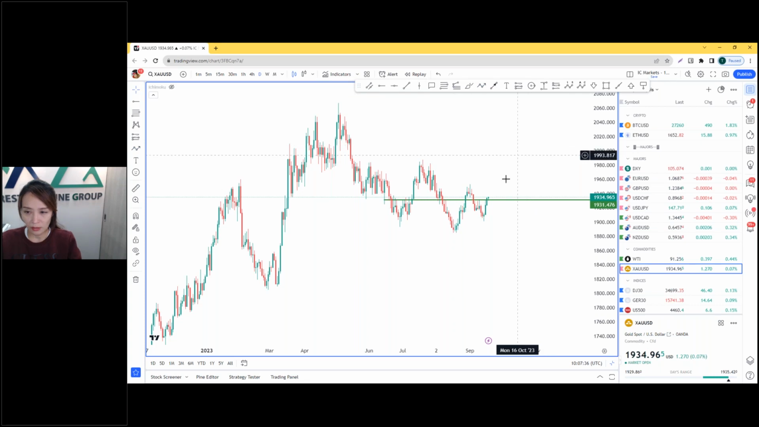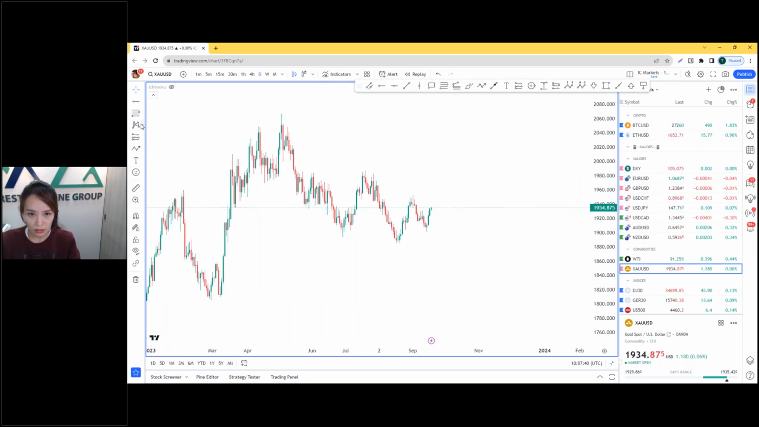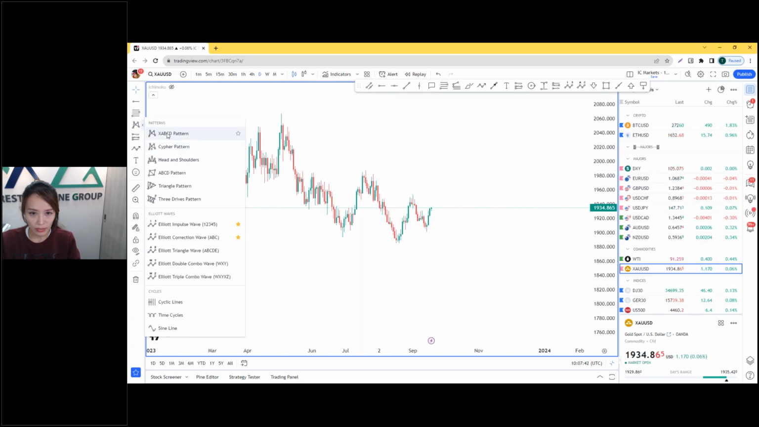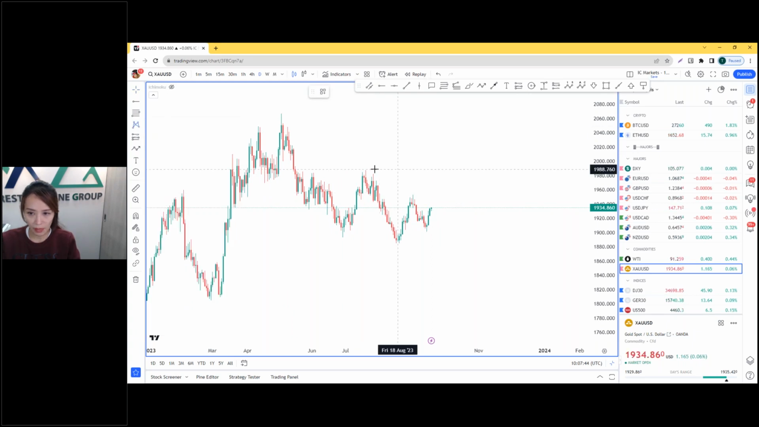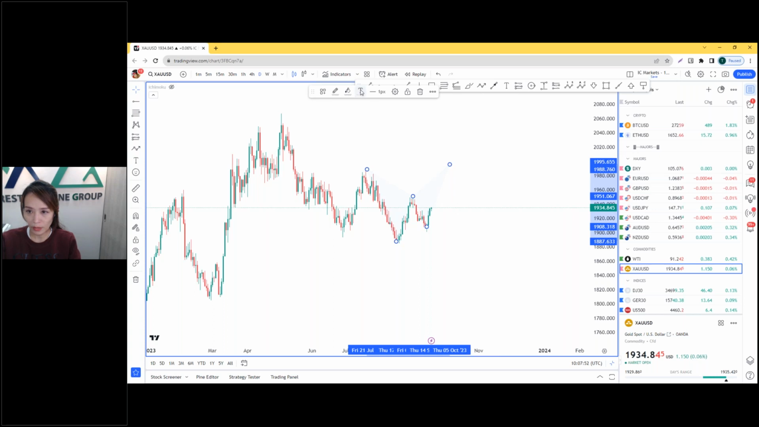All right, because I shared with you guys already, in the longer term I saw that there might be a harmonic pattern somewhere here for the long term. I think it can move up until here.